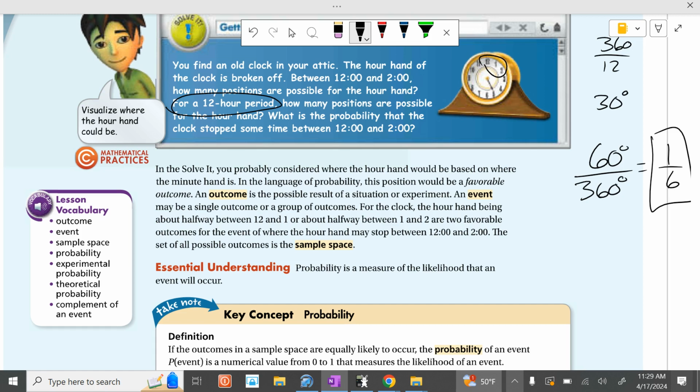Okay? All right. So, words. An outcome is the result of an experiment that you do. Okay? It's the result of a situation or experiment. An event might be a single outcome, or it could be a group of outcomes. Okay? So you could have, if this happens, what's the probability of this, this, and this? That's an event. Okay? An outcome is a single thing that happens. An event could have multiple outcomes. Okay? The set of all possible outcomes is a sample space.